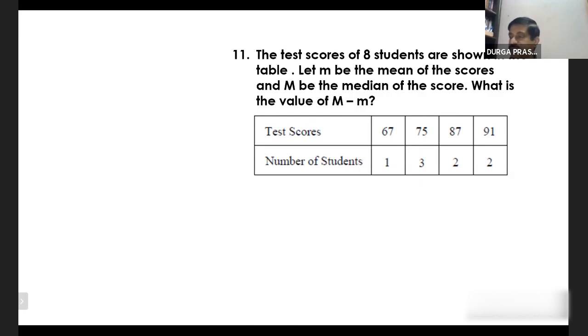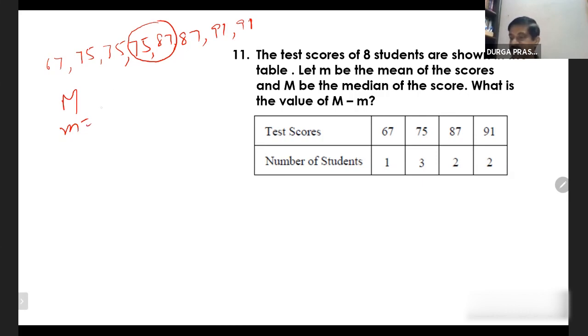You should arrange them in increasing order for finding the median, because it is the middlemost term. 8 students means we'll have 2 in between. So 67, then 75, 75, 75. 3 students have 75. Then 2 students have 87, then 2 students have 91. So the 2 middlemost terms are these. The median is the average of these two, that is capital M. And small m is what?